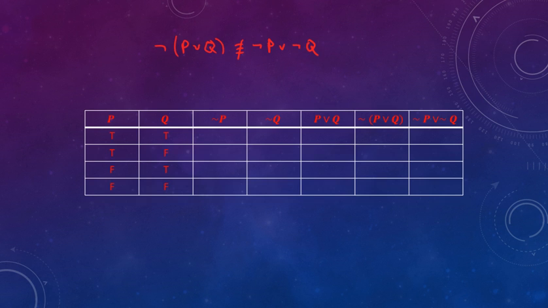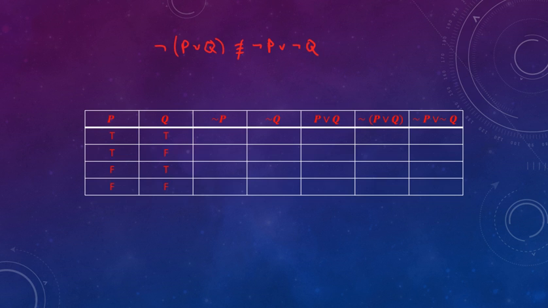In this video, we're going to do some samples and see how we test for the equivalence or the inequivalence of two logical forms or two logical statements. So the first example we are going to work with, we're going to show that two logical forms are not logically equivalent. We're going to show that not (P or Q) is not equivalent to not P or not Q.